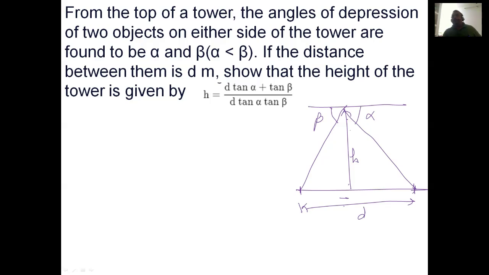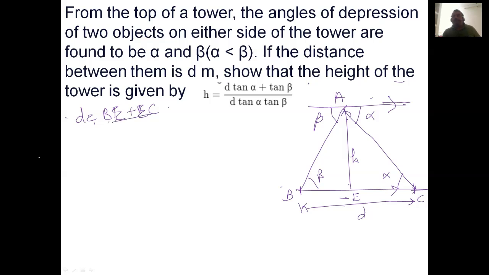So we will try to get the height h. We know that this line and this line are parallel. Therefore, this will be alpha and this will be beta because of alternate angles, with these two parallel lines and this transversal. So we have got this triangle A, B, C, and E. In the triangle, we know that D is equal to BE plus EC. We will find the values of BE and EC and put them here.